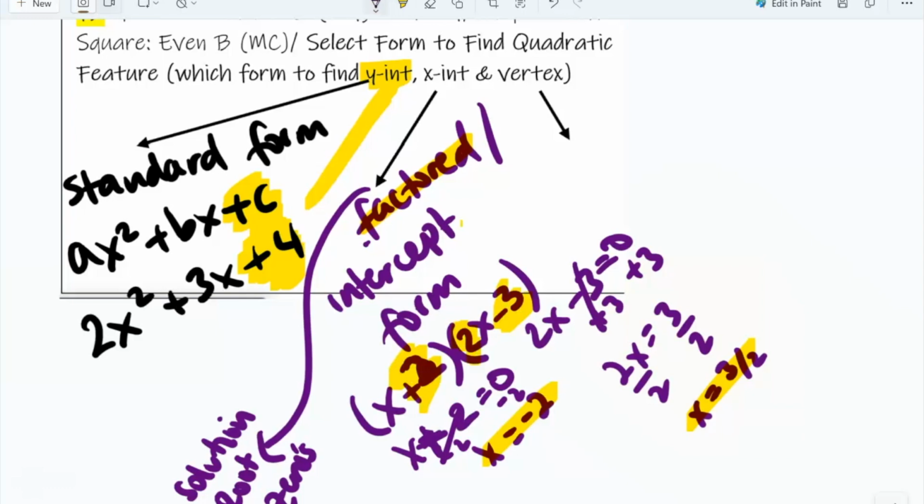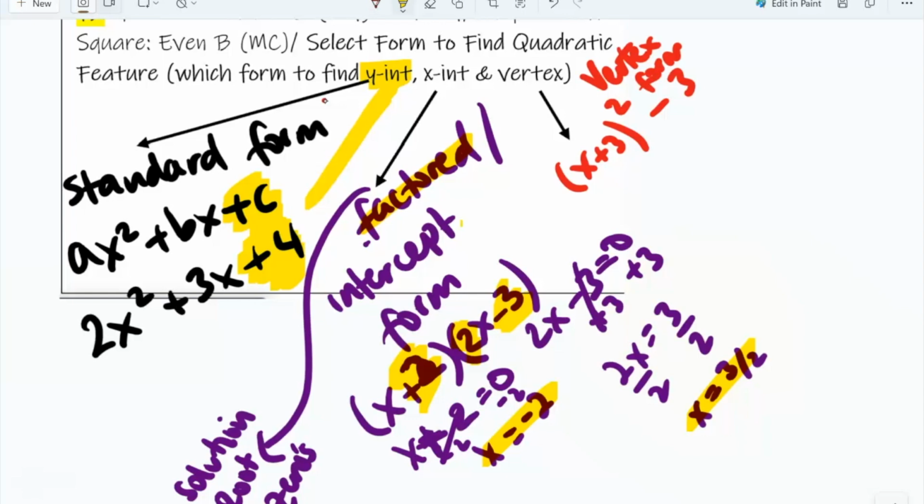And the last one is your vertex. All right, so which is the best form, the fastest way to find your vertex? It needs to be in this format. So it could be, and again, I'll do it with answers. So this is vertex form. Vertex form. All right, and real quick, how would I find this vertex?